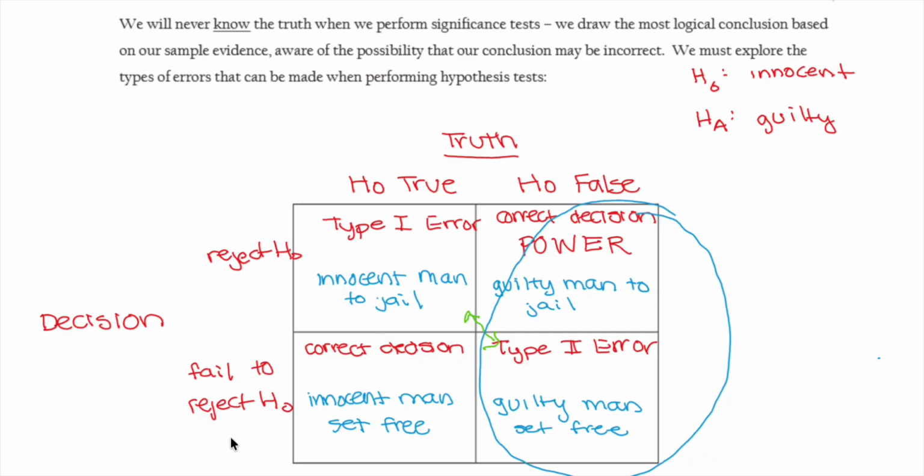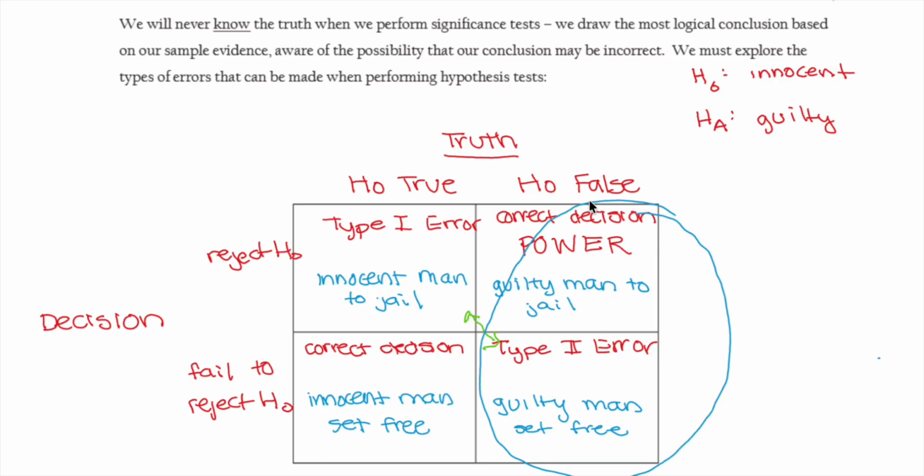This is also a correct decision because the original decision of that situation is correct, and we fail to reject the null hypothesis, which means we make the correct decision. We haven't changed anything, and that's the right way. A real-life example would be setting the innocent man free, and this is good.